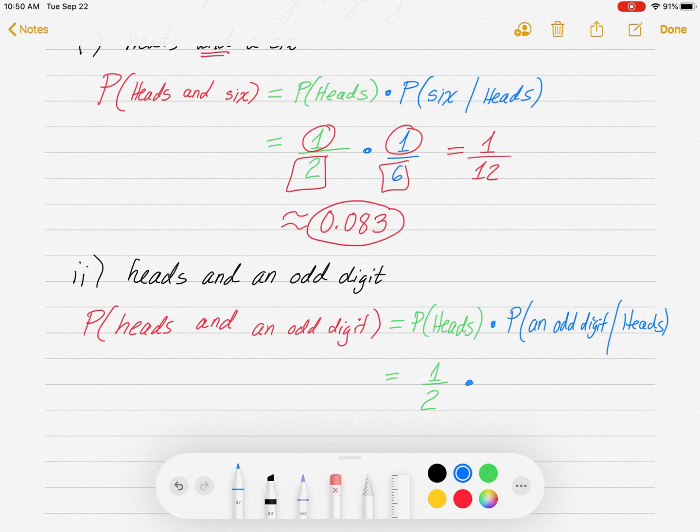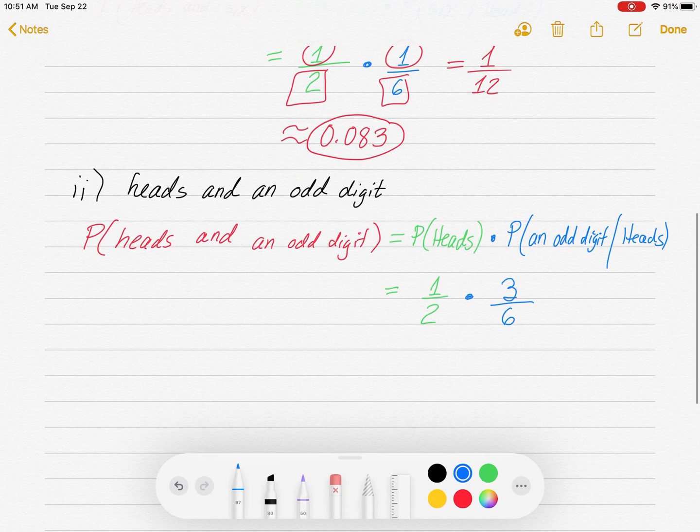So getting an odd digit, you got 1, 3, and 5, right? That's 3 possibilities, 3 ways to get an odd digit out of a total of 6 outcomes, right? 1, 2, 3, 4, 5, 6. 3 over 6 is that probability.